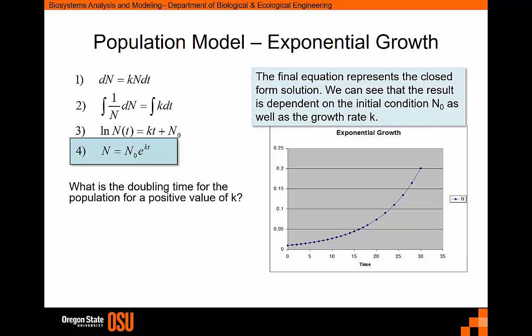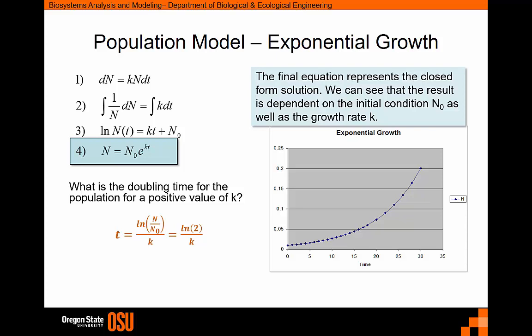Now that we have a model, we can begin to answer some questions about model behavior. For example, how long will it take a population to double in size? To answer this, we let n equals n0 times 2, double the initial population size, and solve the model for the time at which this condition is met.